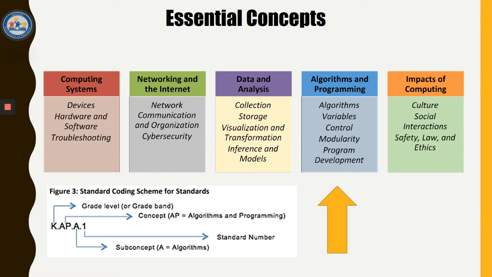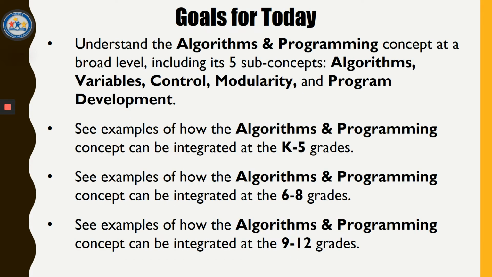the second position. Our goals today are to understand the algorithms and programming concept at a broad level and see how its 5 subconcepts, algorithms, variables, control, modularity, and program development, help guide a progression of knowledge from elementary through high school. We'll look at examples in the K-5, 6-8, and 9-12 grade bands with a focus on how this concept progresses through the grade bands. We'll also look at some resources and ways that teachers may already be emphasizing these concepts in their classrooms.